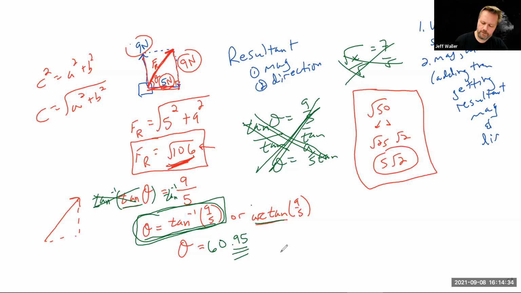Now, what's wrong with what I've written so far? Anybody know? No degrees. Yeah, I've got to put degrees there because that's what that is. Did anyone get radians? Did anyone else try to do this? Can somebody get radians?